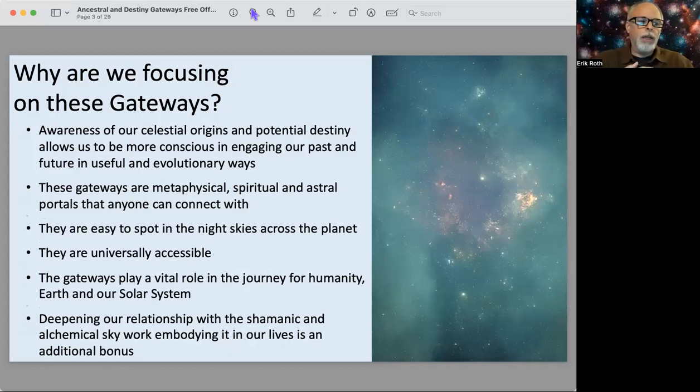In fact, the ancient roots of alchemy are connected to the movement of the heavens, the sun, the moon, and the stars.